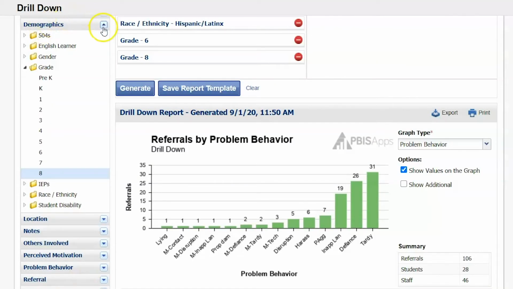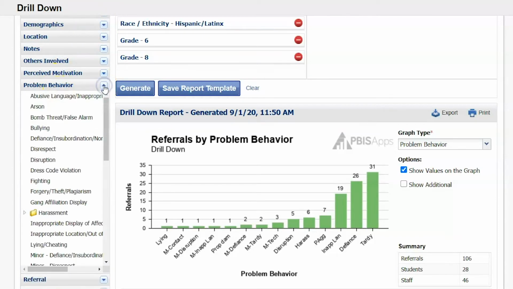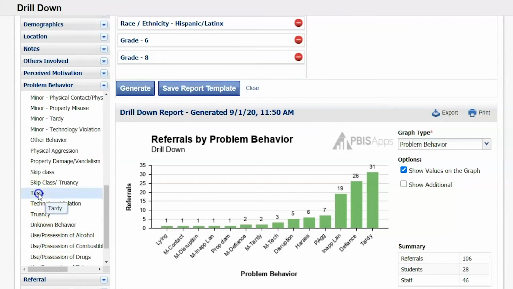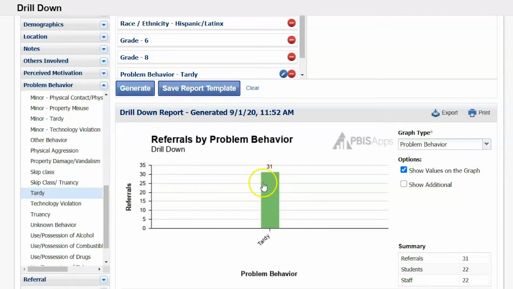I'll head back over to the report filters, go to problem behavior, find and double-click on tardy, and again click Generate. Now we are just looking at referrals from Hispanic Latinx students in the 6th or 8th grade who received at least one referral for being tardy.